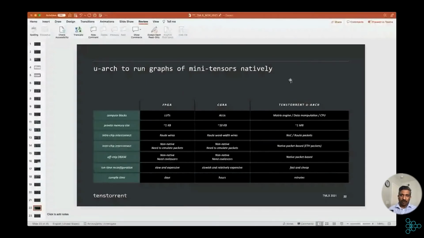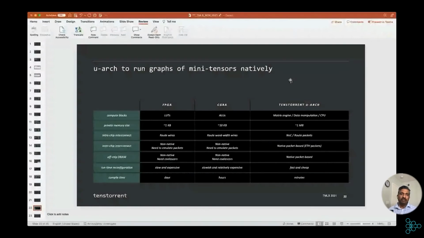So this slide talks about why Tenstorrent microarchitecture is really powerful. If you look at the mesh architectures, like a sea of cores, you have FPGA-based solutions, you have coarse-grain array-based solutions, and we have the Tenstorrent microarchitecture, which is a lot different. It's very customized hardware.